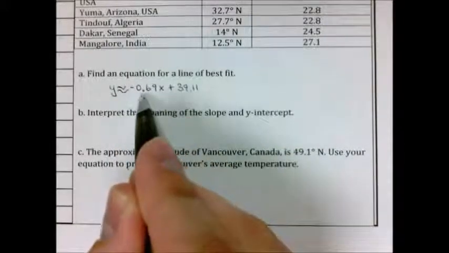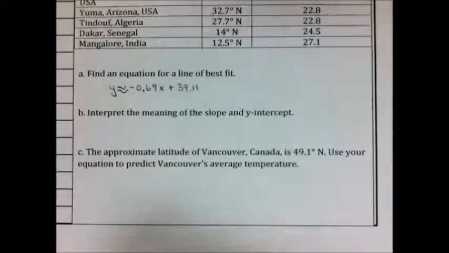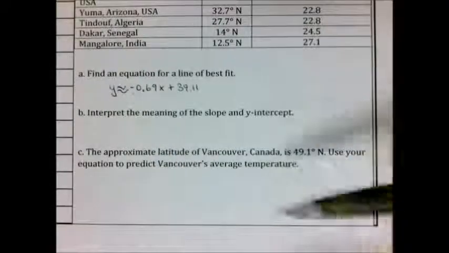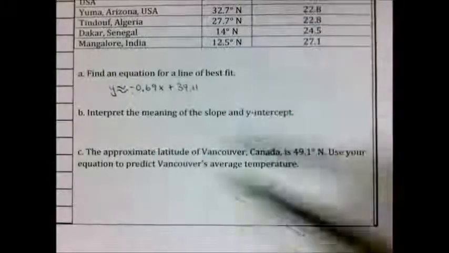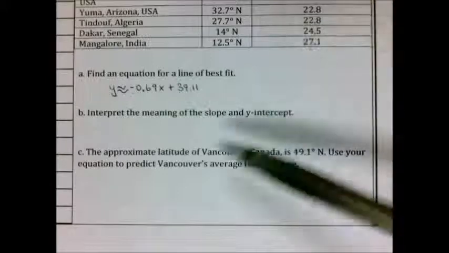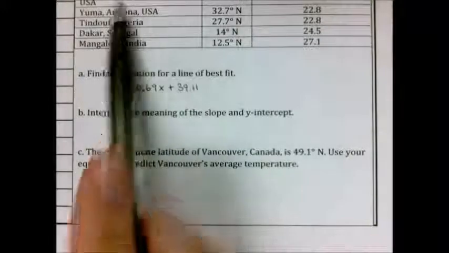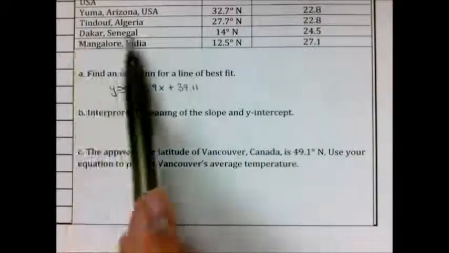It's that m, negative 0.69, and what that identifies is the temperature decreasing each degree of latitude that we go up. Okay, so you know latitude and longitude. Latitude is the horizontal lines on Earth, right? And the more north you get, the higher the latitude gets, right? Because Alaska, the top of this table, is much higher north of the equator than, you know, San Francisco or India or Senegal or Algeria, those type of things, right?